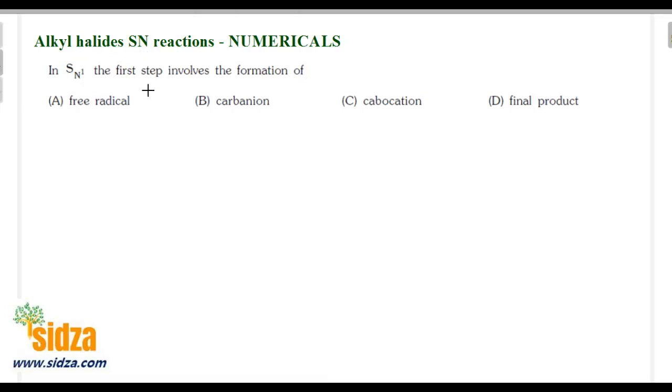Alkyl halides can undergo nucleophilic substitution either by the SN1 mechanism or the SN2 mechanism. In the SN1 mechanism, what happens first? It is the loss of halogen. We know that in an SN1 mechanism, the halogen atom is removed from the carbon, and you get a carbocation. This is step number one, and in the second step, the nucleophile attacks it, forming the product.